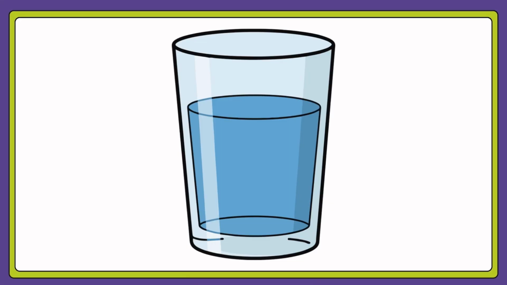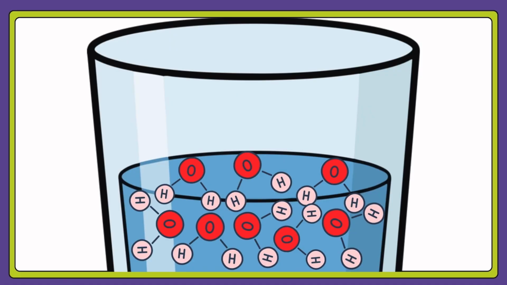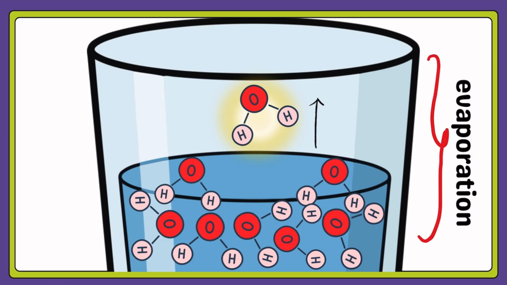Vapor pressure. Imagine a glass of water. It looks pretty calm, but there's actually particles constantly moving inside of it. Some particles at the surface have enough energy to escape the liquid and become a gas, also known as vapor. This process is called evaporation.